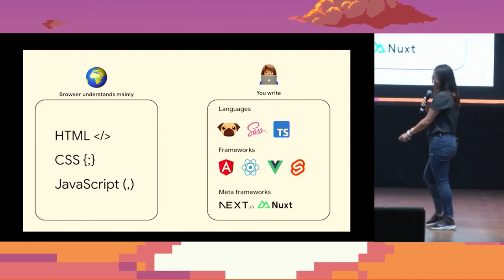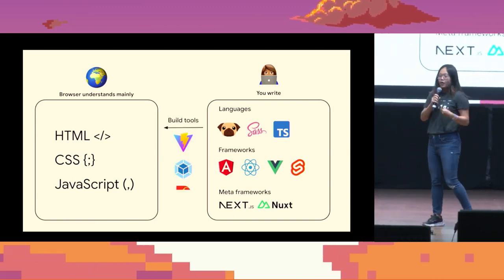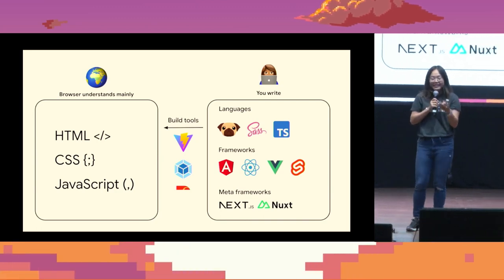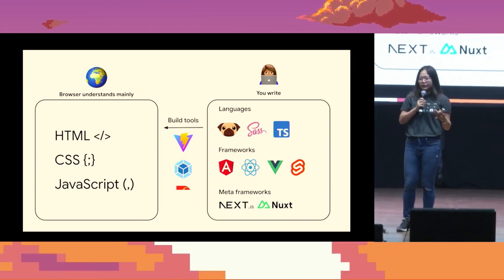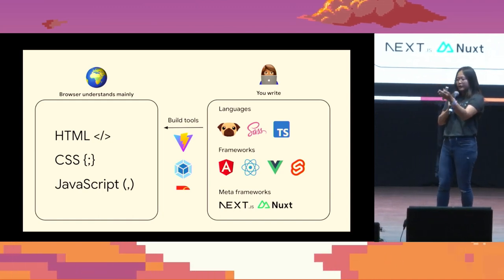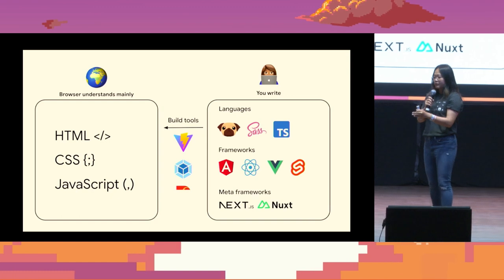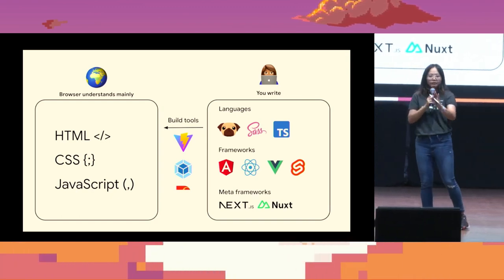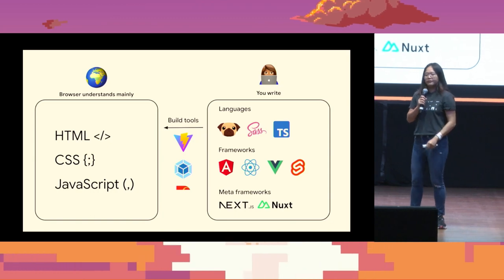Bravo, okay. So there are so many changes, but the browser just understands HTML, CSS, and JavaScript. That's why you need a build tool in between, like Webpack and Rollup. You need these two in between to translate your code into something that the browsers can understand.